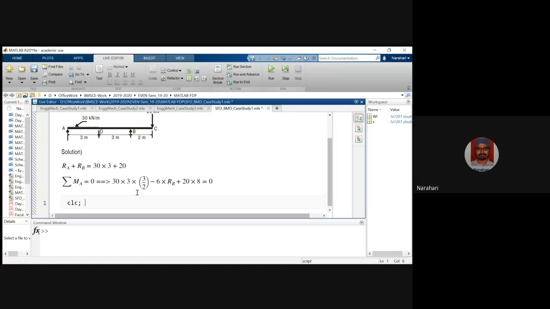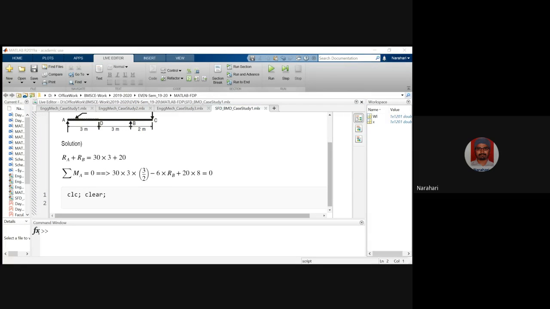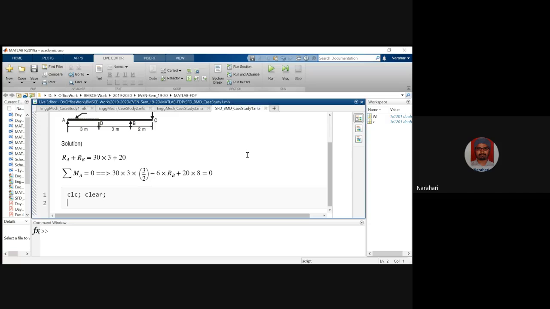I'll say clc, clear, and then I can calculate the support reaction at B first. If you take the second equation, I can easily calculate the support reaction at B. You take 6 RB to the right side and divide the whole equation by 6. You'll get RB equals 30 into 3 into 3 by 2 plus 20 into 8, whole thing divided by 6. So I'll paste that here.